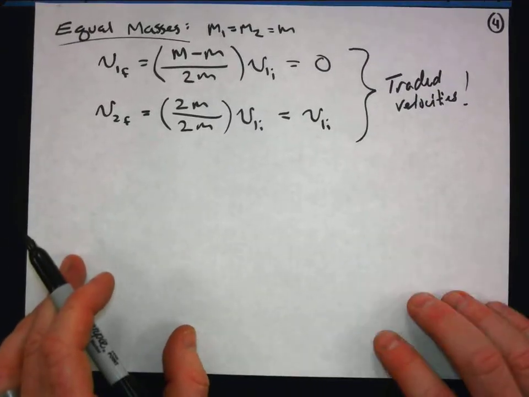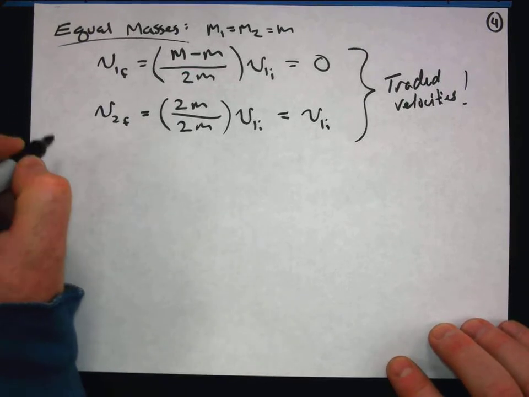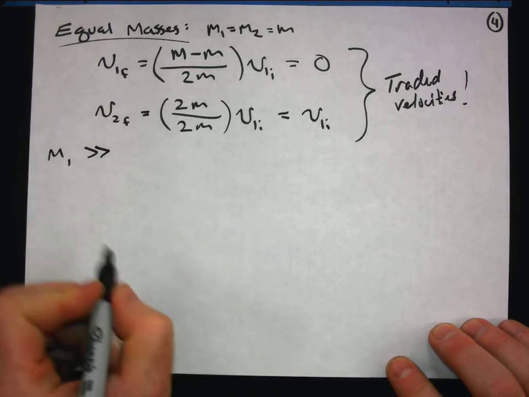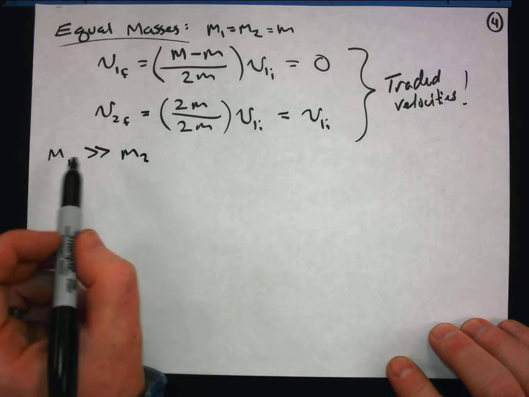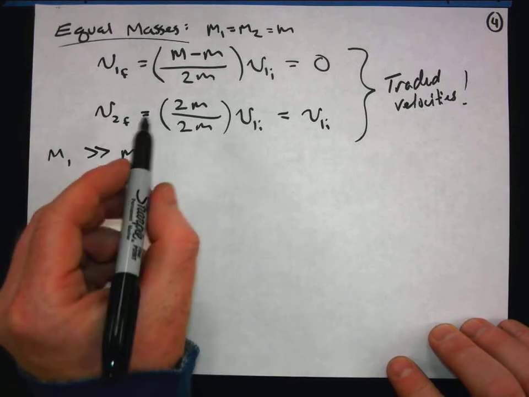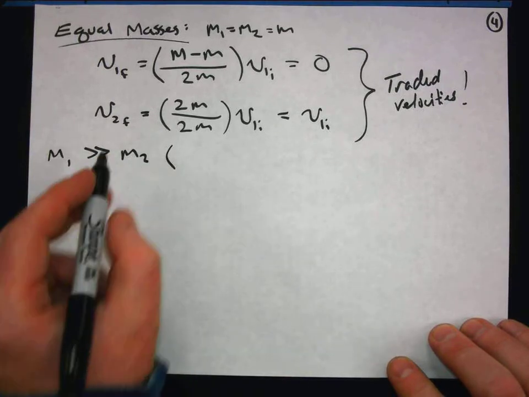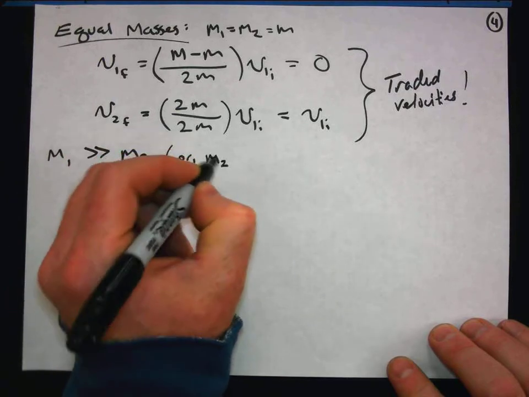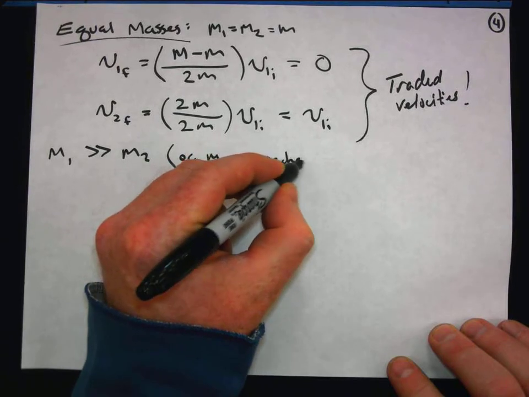Now, what if the masses are unequal? I'm going to say more than unequal. What if m1 is not just greater than, but significantly greater than m2? A lot greater than, 100 times, 1,000 times greater than, something along those lines. Now, there's another way to look at this situation: what happens as m2 approaches 0?